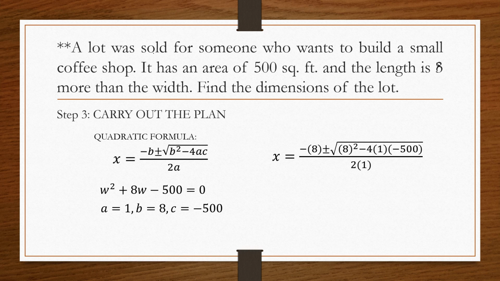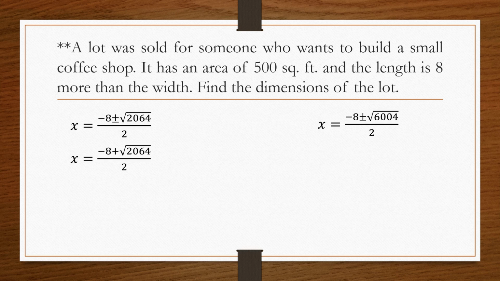Substituting the values to the formula, we have negative 8 plus minus the square root of 8 squared minus 4 times 1 times negative 500 divided by 2 times 1. Simplify.